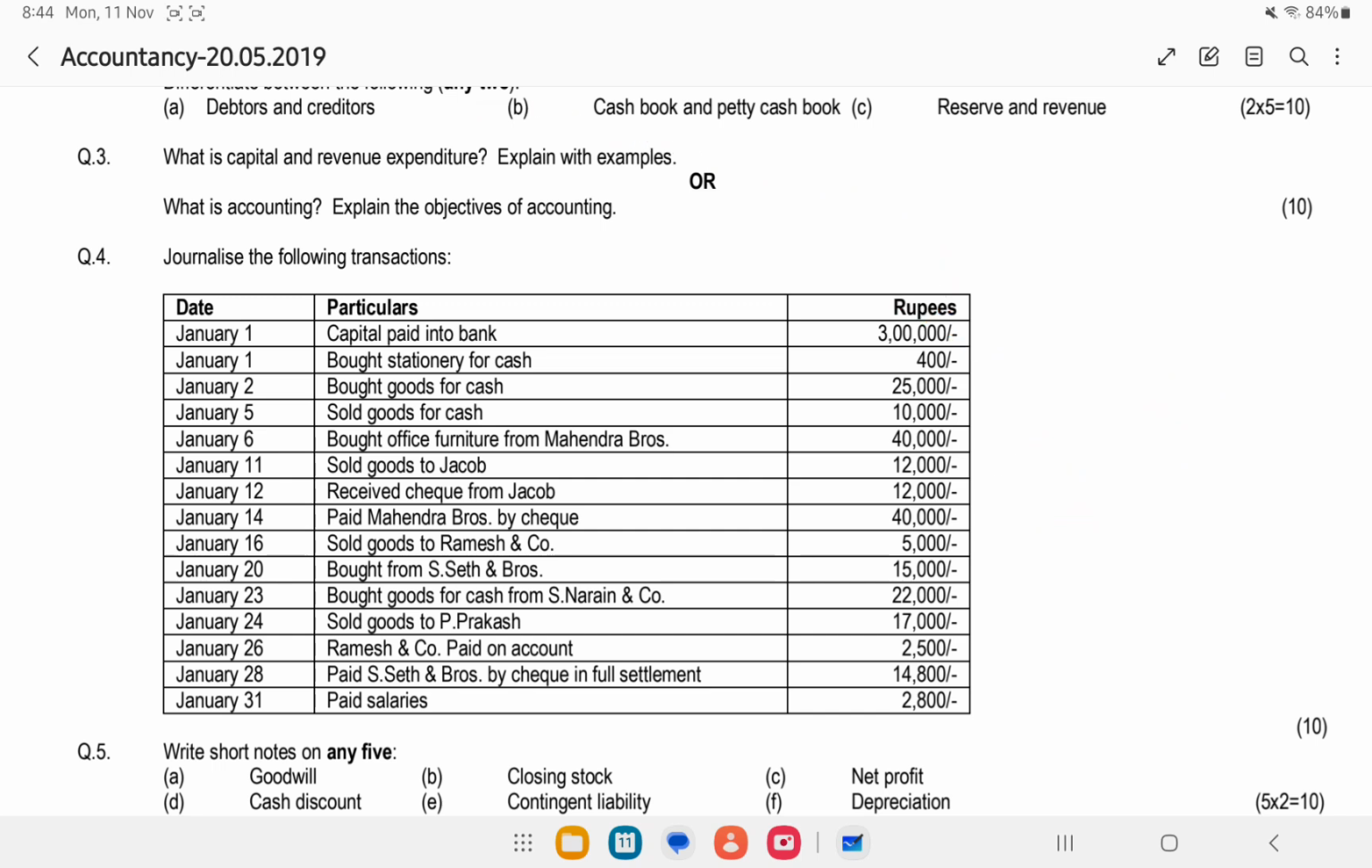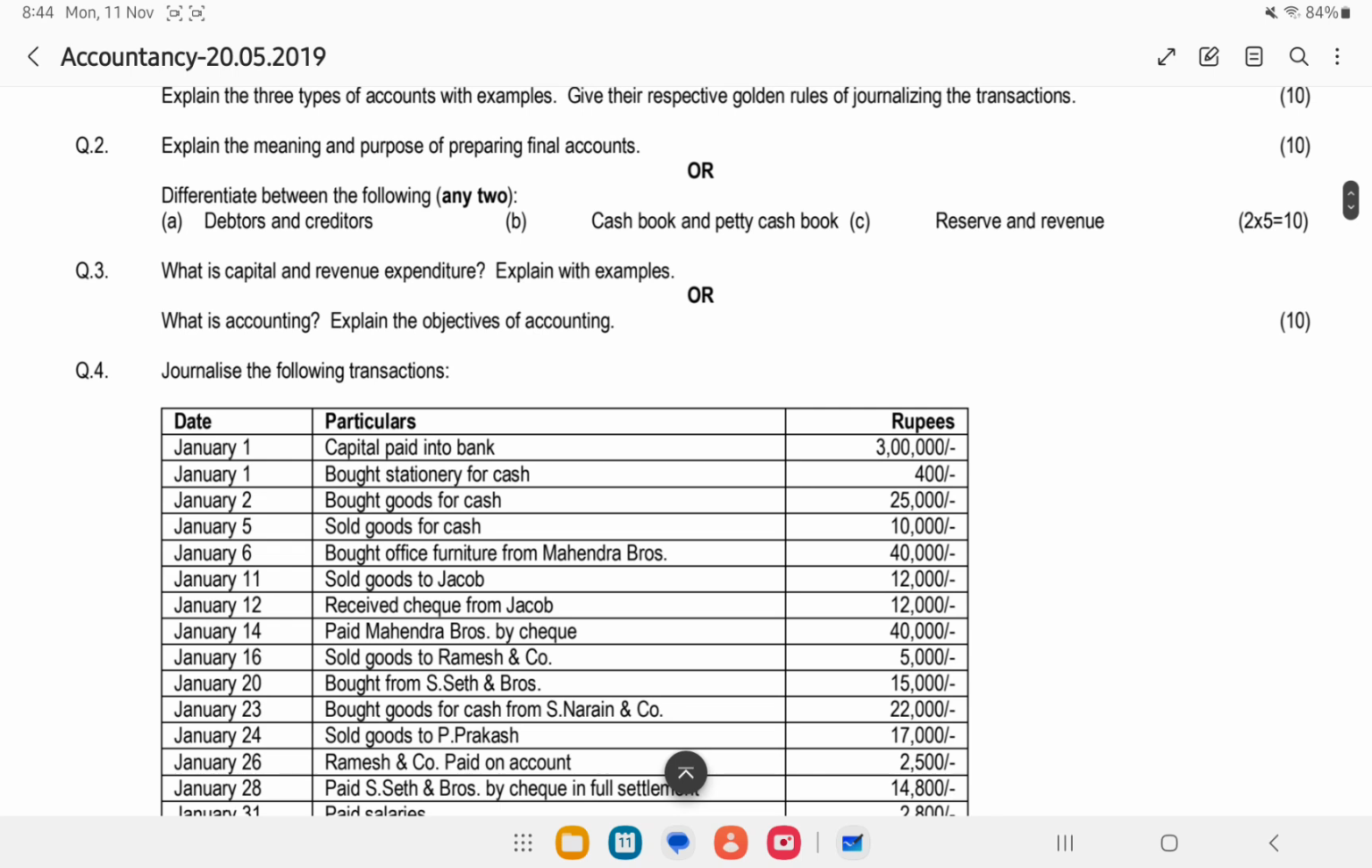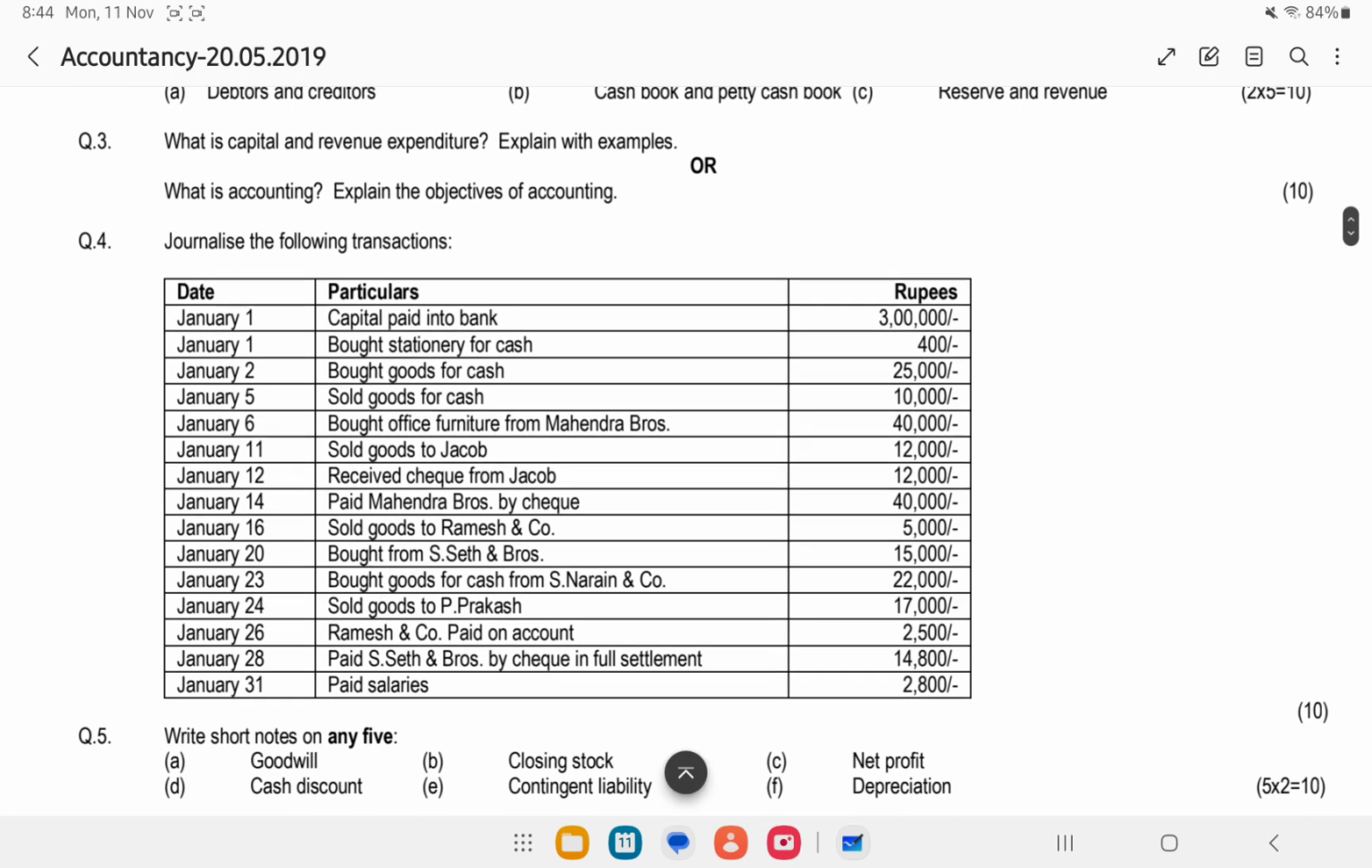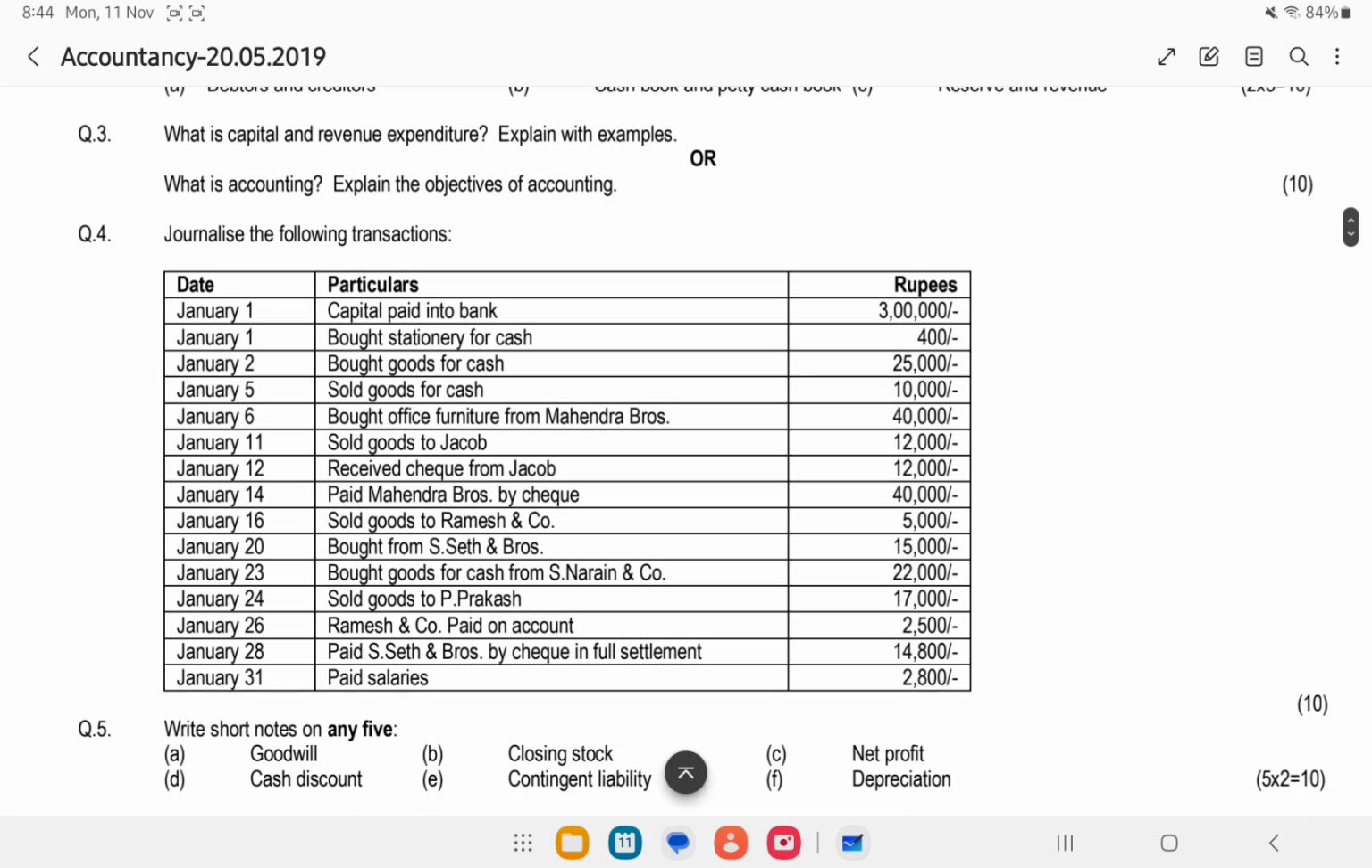Now we can move to the second part, cash book and petty cash book. Don't worry, most probably they won't ask because it is not related to your syllabus. Reserve and revenue is a general question, you can try to answer. What is capital and revenue expenditure? Remember what is capital and revenue expenditure?